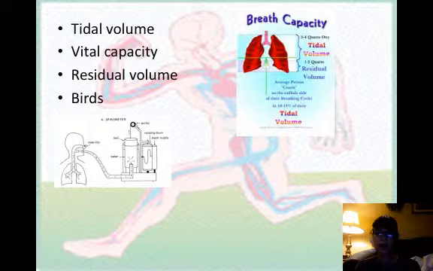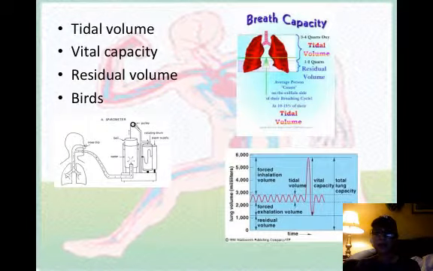in males. Residual volume is the air remaining in the lungs after we forcefully exhale as much as we can. It's impossible to completely collapse the alveoli.